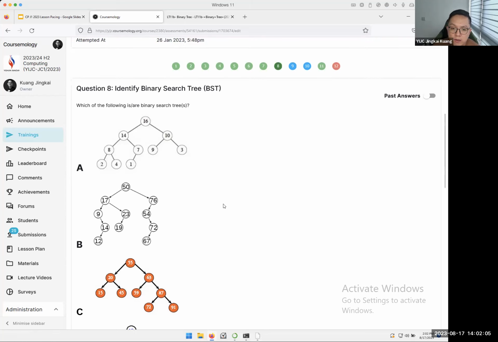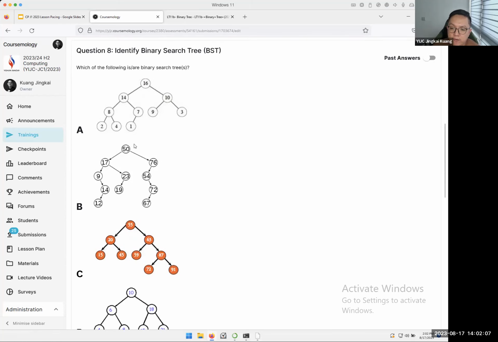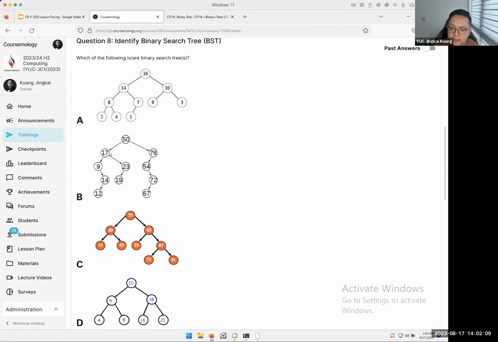Second one, let's see if it's correct. 50, 17 is smaller, 76 is bigger. Then look at 17: 9 is smaller, 23 is bigger, that's fine. Under 9, 14 is bigger than 9, that's fine. Under 14, 12 is smaller than 14, so it's on the left. Under 23, 19 is smaller than 23, so that's fine. Under 76, 54 is smaller, and so on and so forth. So this is okay. B is one of the answers.